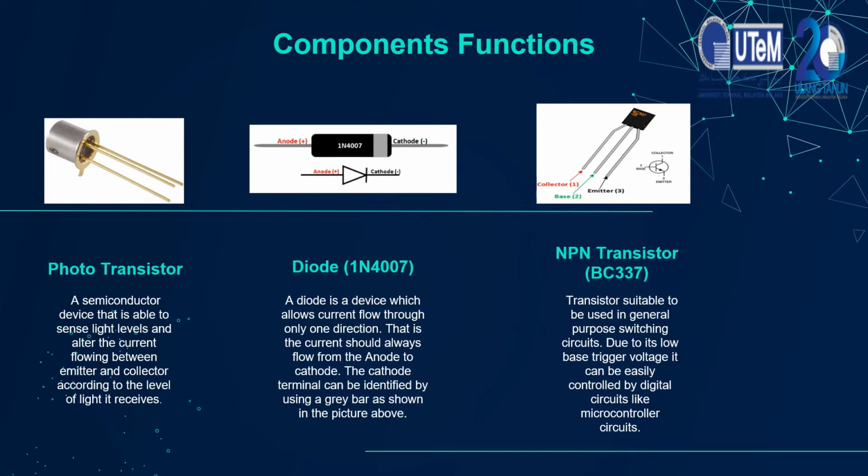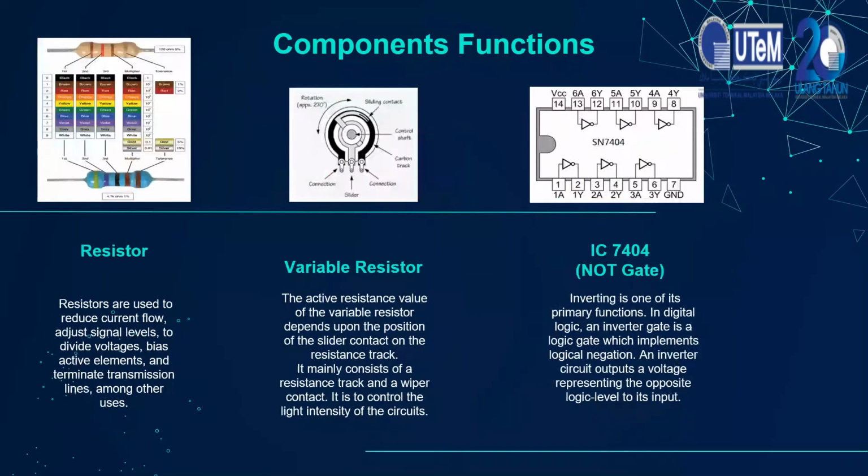In this project, we will be using a phototransistor, a diode, a transistor, and then a variable resistor to control the light intensity that is going to the photoresistor.